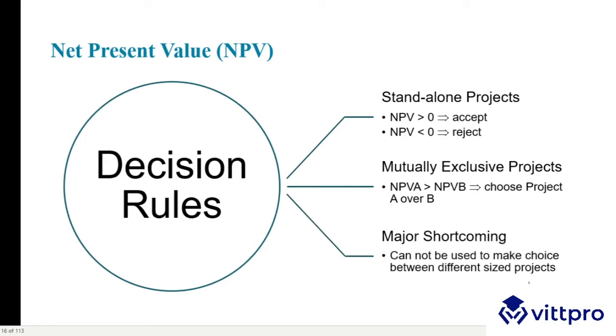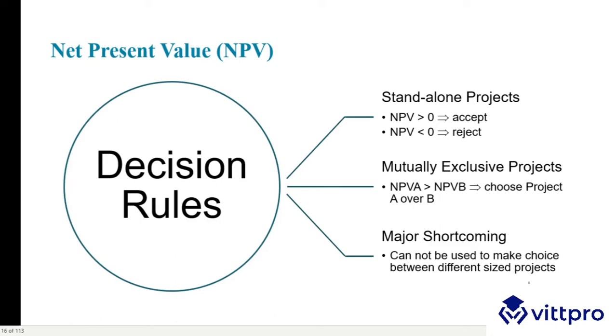But the major shortcoming of this NPV is that you cannot decide between projects of different sizes. Let's say one project requires an investment of $200,000, and another project requires an investment of $500,000. Even though the NPV of the $500,000 project will be higher, your initial investment as of today is also much higher, right?